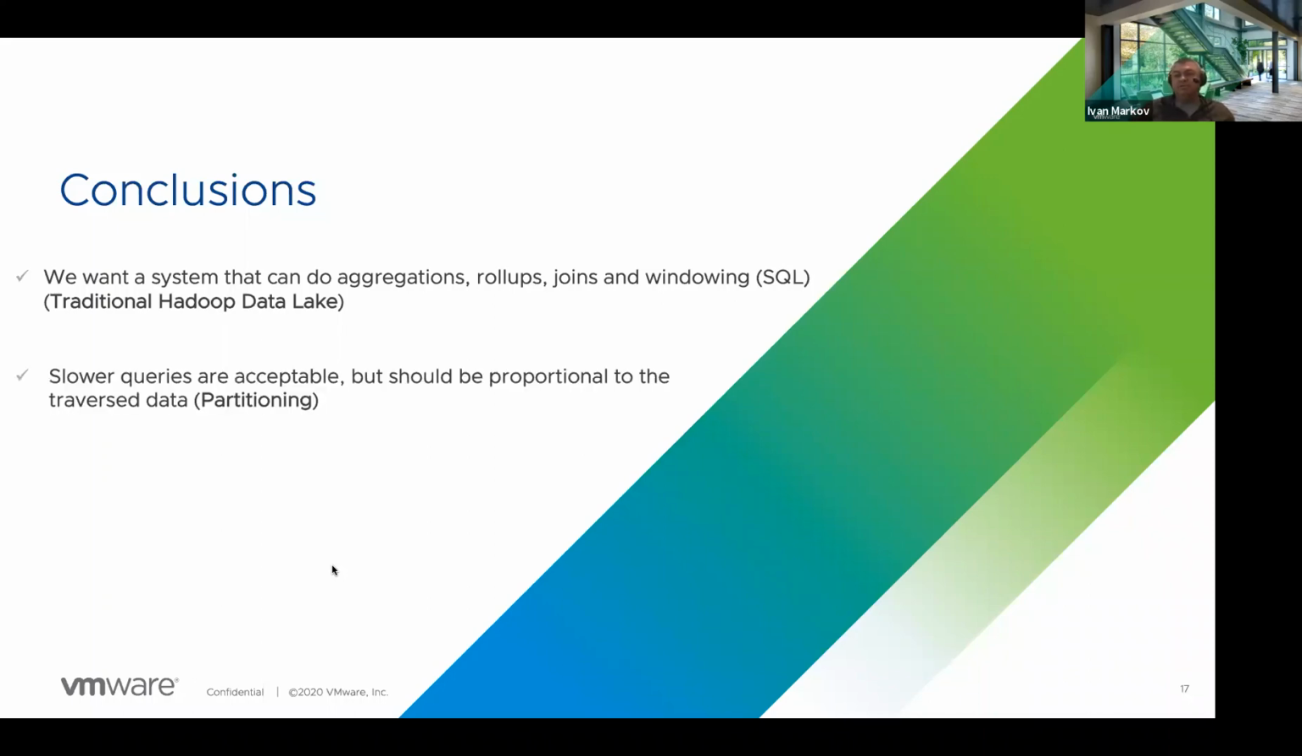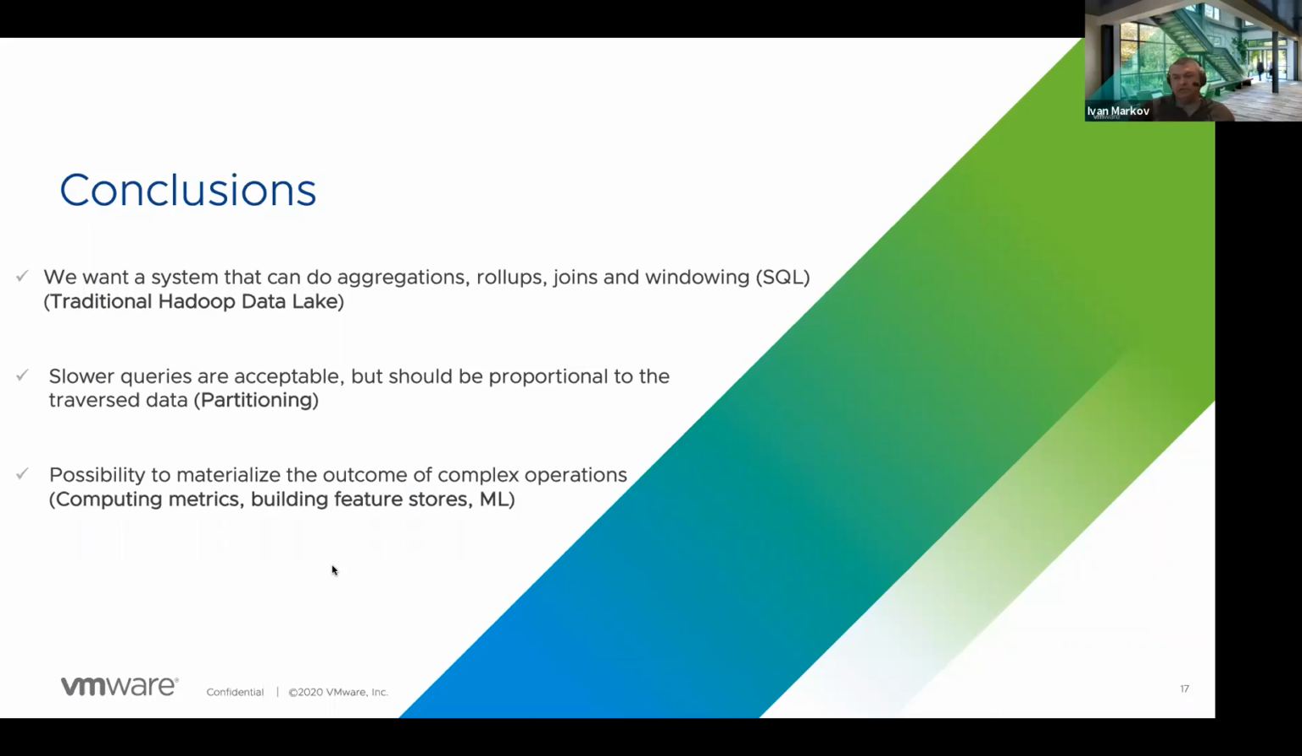Slower queries are acceptable, but we should have some optimizations, for example, ideally, the time you wait should be proportional to the traversed data, like partitioning. And we have to be capable of running batch jobs on top of the data analytics platform for computing metrics or building feature stores and ML.